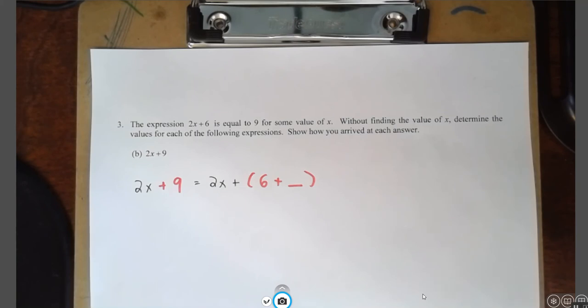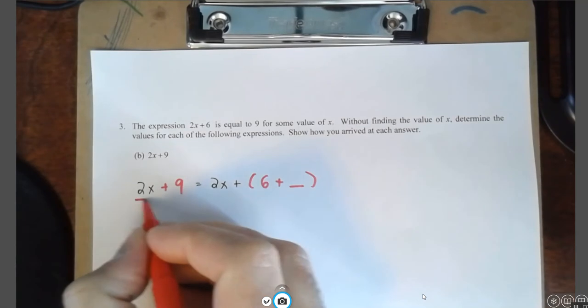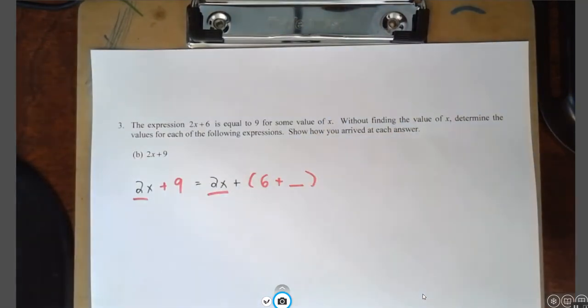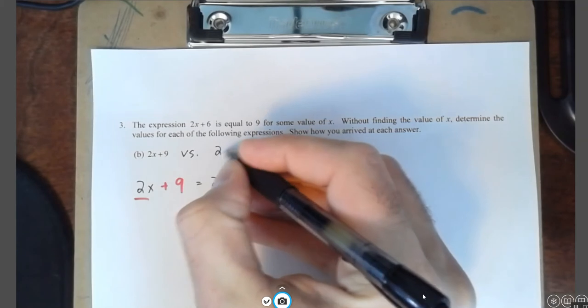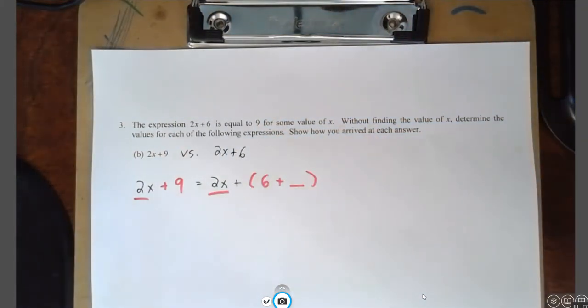All right, now here, these two first terms are equivalent, 2x and 2x. So we're not multiplying to get from one expression to the next. Remember, we're considering 2x plus 9, and then also the expression 2x plus 6. How are these two expressions related to each other? Well, if I add or subtract some number from 2x plus 9, I can get 2x plus 6. So this is what we're figuring out here.